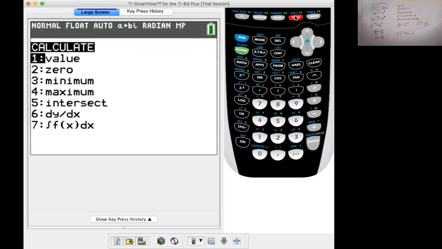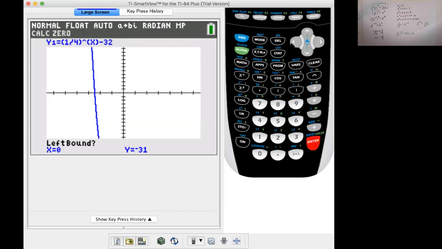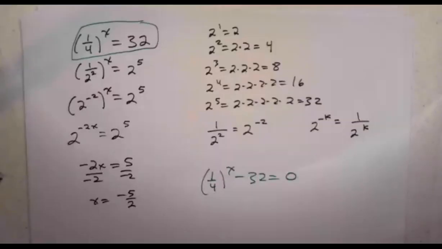Second calc, zero finder. Move the man in the spaceship a little bit to the left of where it crosses. Hopefully we'll be able to see it on the screen this time. There we go. A little bit to the left, enter. A little bit to the right, enter, guess. And it gives me a 0 at negative 2.5, which is indeed negative 5/2. So that one checked.